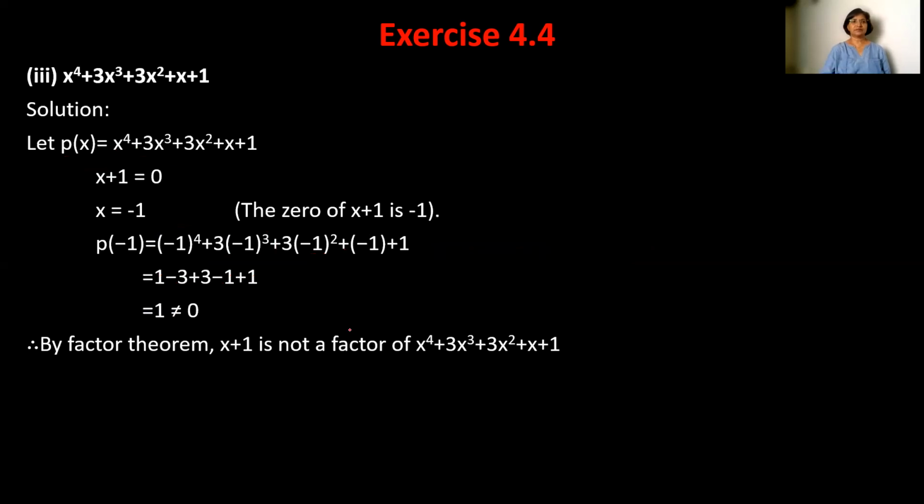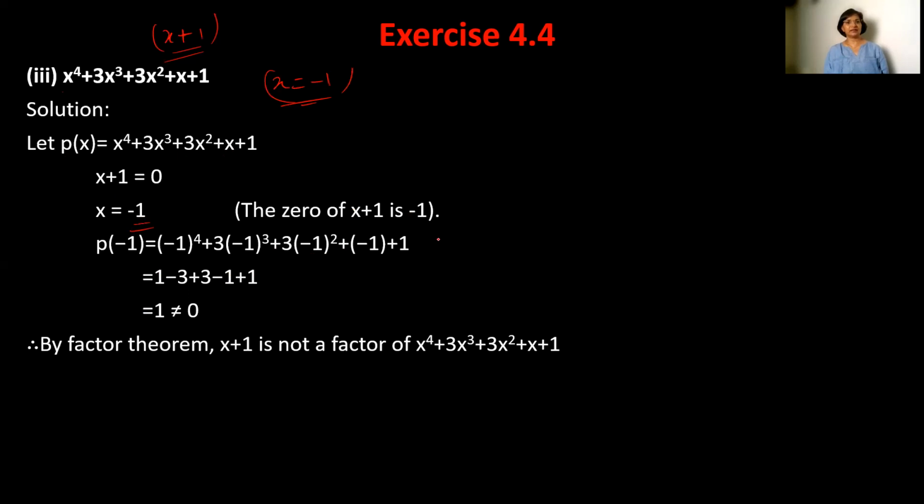Next question. All are the same, because what you have to do is prove for every polynomial expression whether this is a factor. You have to find it out. So the same thing you have to do. You have to replace x by minus 1 in each and every polynomial, which I am doing here. p(x) equals x raised to power 4 plus 3x cube plus 3x square plus x plus 1.